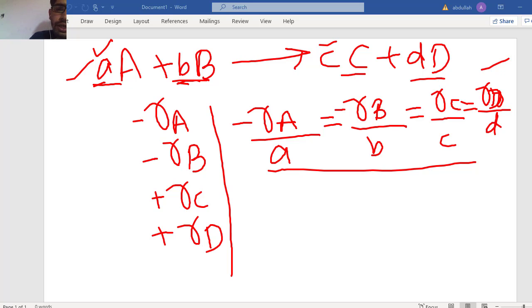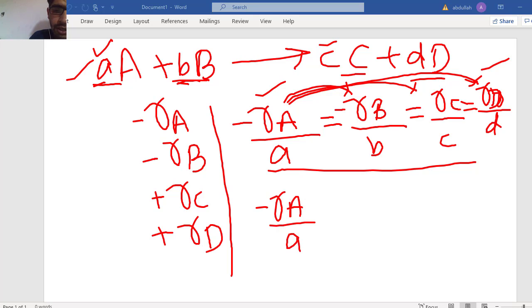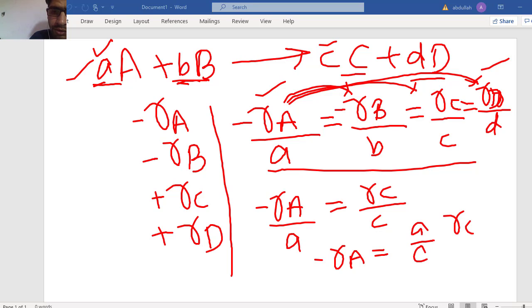We can also relate any two of these terms. For example, if we relate the rate of conversion of A to the rate of formation of C, then minus R_A divided by a is equal to R_C divided by c. So minus R_A will be equal to a by c times the rate of production of C. Here a and c are the stoichiometric coefficients.